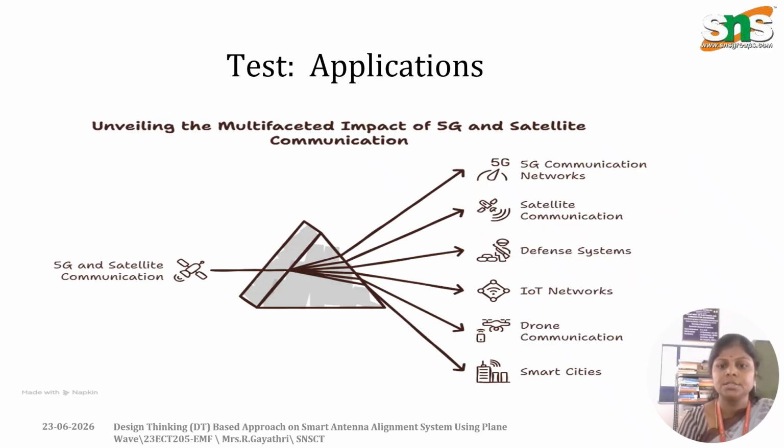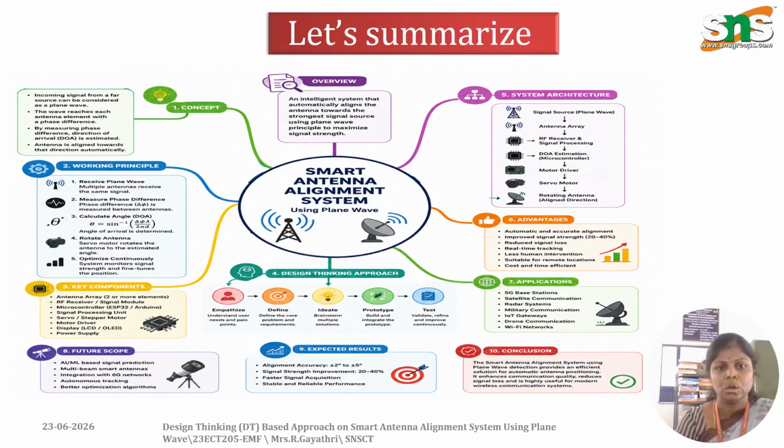In applications, this antenna alignment system will be used in communication, satellite communication, IoT networks, drone applications, and smart cities.